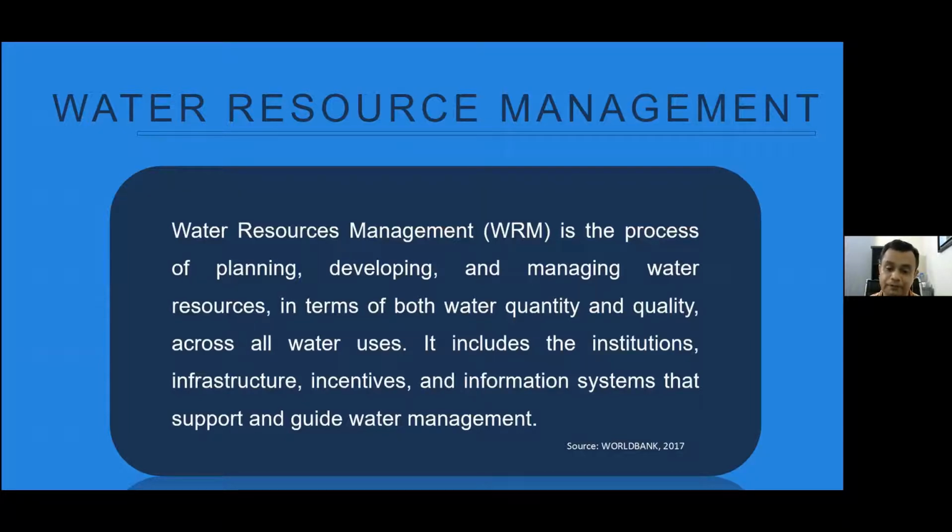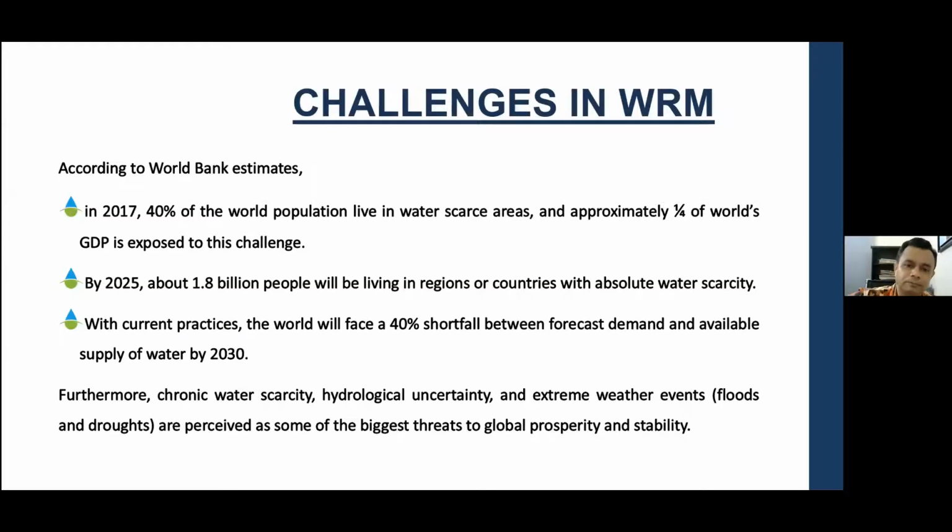So in today's discussion we'll have a glimpse of how information systems, or how GIS, can be used for planning, developing, and managing water resources. This is our main topic. Before going to the use of GIS in water resource management, we have to think about the challenges in water resource management.